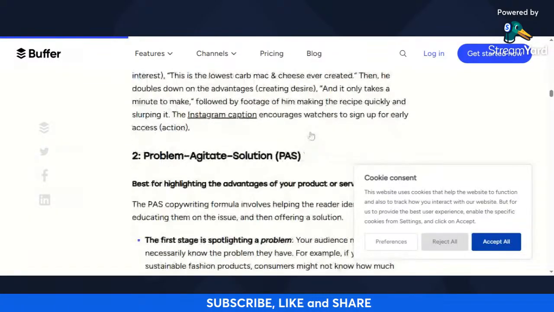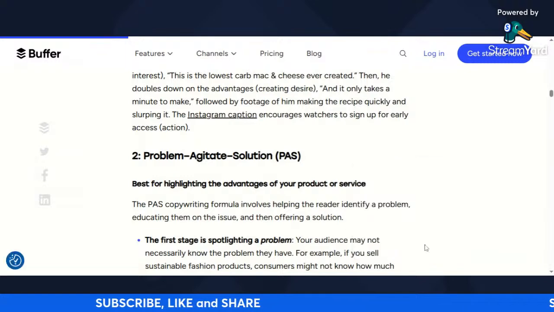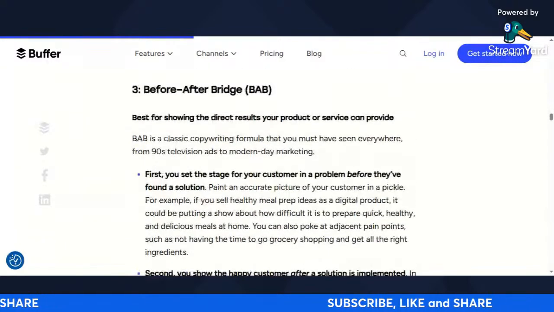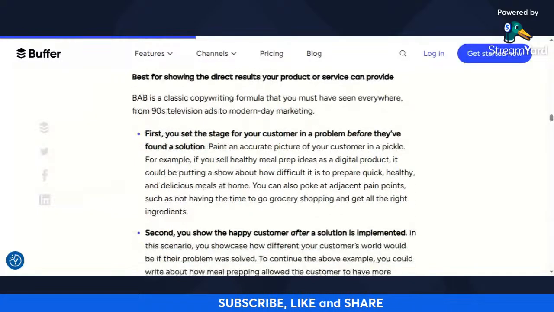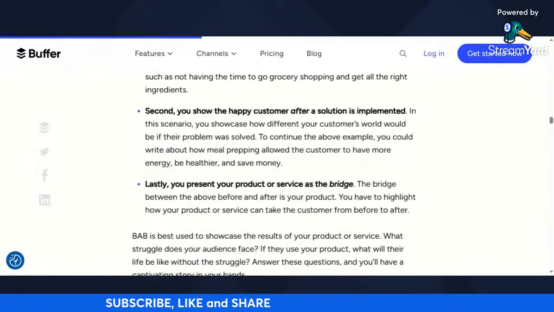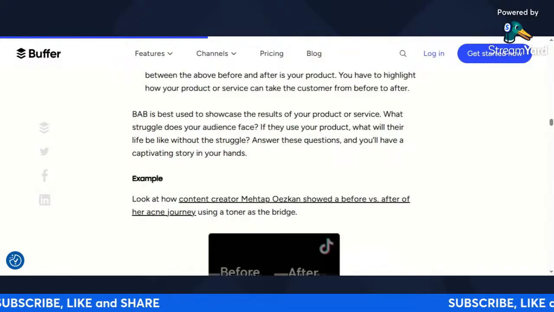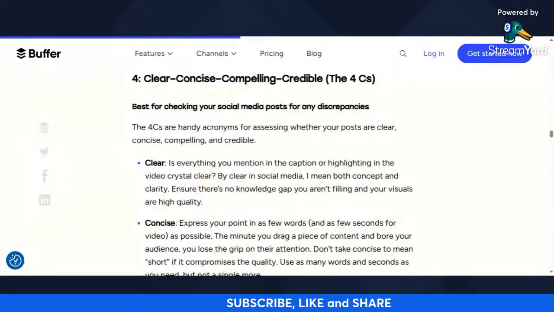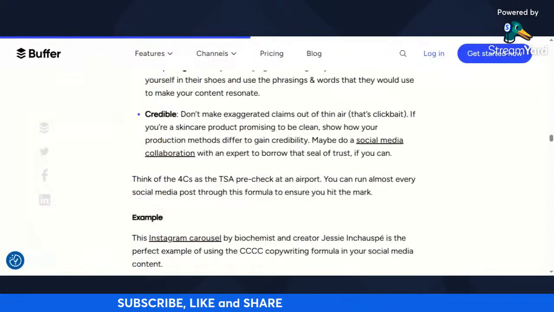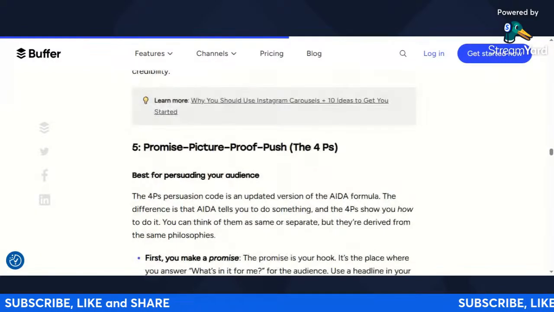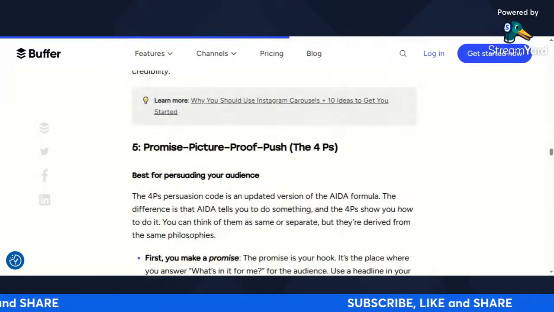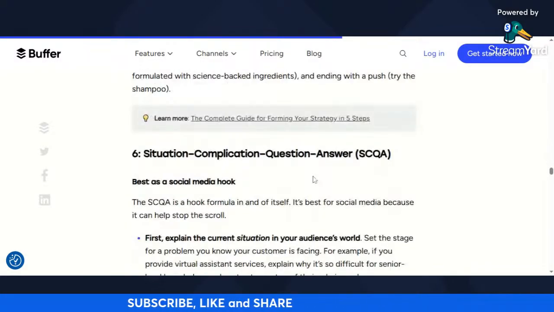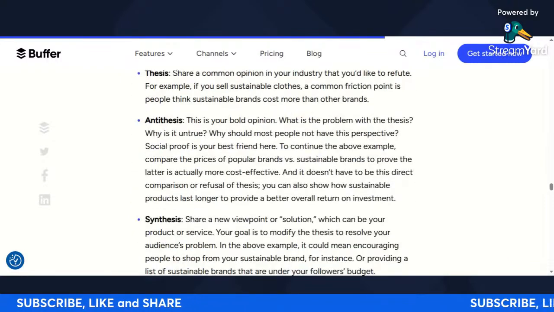We have the PAS, that's the problem, agitate, and solution, which I've mentioned earlier. We have the other one, the BAB, the before, after, bridge. So what it simply means is, before this happened, you create a bridge and then you tell them what's going to be the result after. We have the 4 C's: clear, concise, compelling, credible. And then we also have other ones like the 4 P's: the promise, picture, proof, push. We even have other ones. We have the PASTOR, we have the SCQA. We have a number of copywriting frameworks.